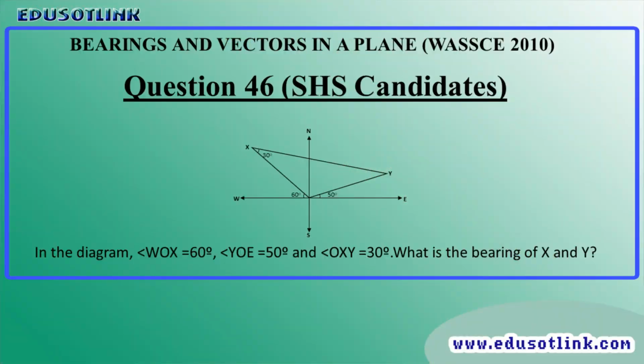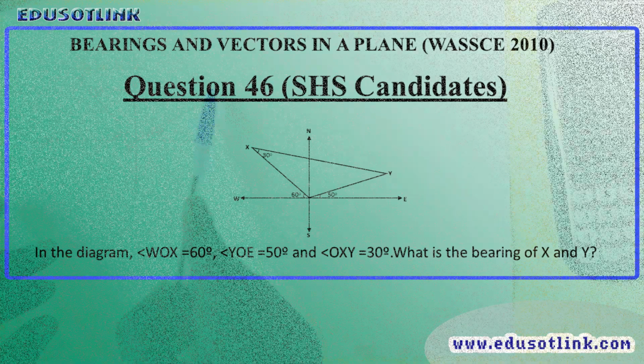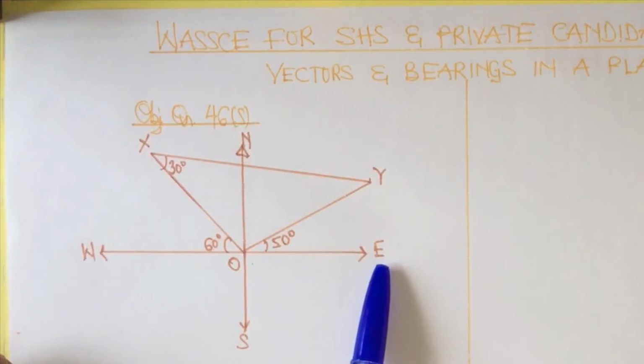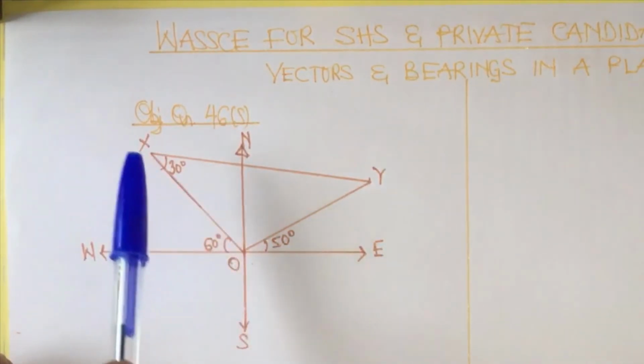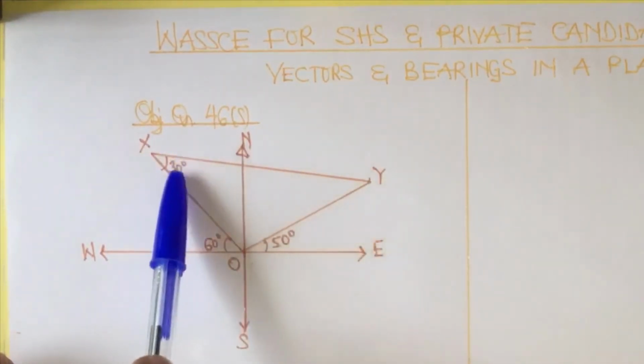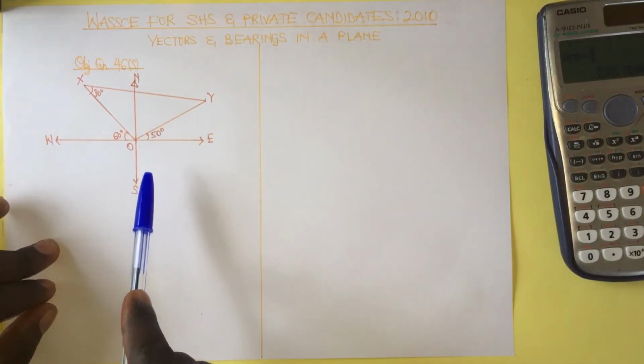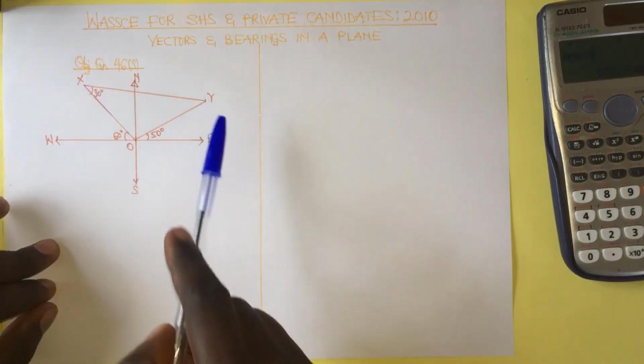Objective question 46 for SHS candidates. In the diagram, angle WOX equals 60 degrees. Angle YOE equals 50 degrees. And angle OXY equals 30 degrees. What is the bearing of X from Y? The bearing of X from Y.